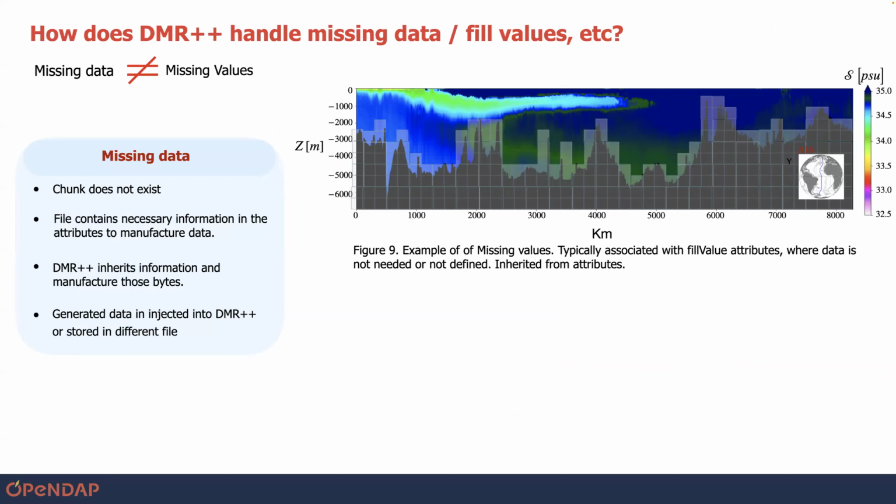Fill value is one kind of missing data. The chunk simply doesn't exist, and so the DMR++ interpreter has to recognize this fact and must insert the data into whatever memory it's writing the results.